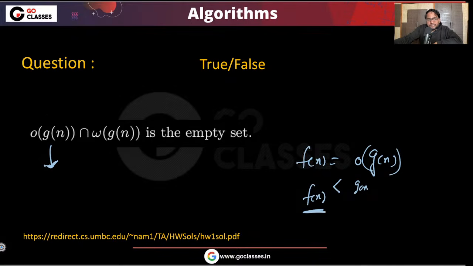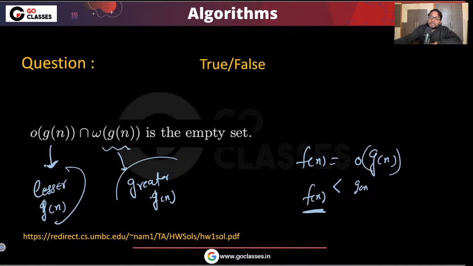So if this is fn, this will be some function which is strictly lesser than gn. Similarly, this will be strictly greater than gn. So what do you think? Obviously a function cannot be both strictly lesser than gn and strictly greater than gn. So that's why this is the empty set. This is true.